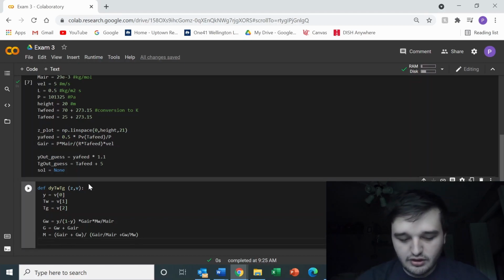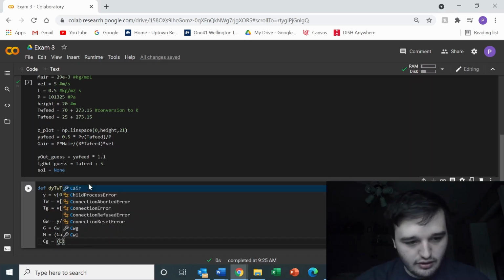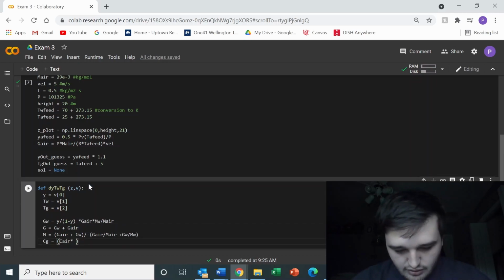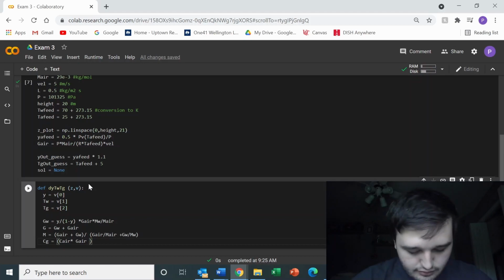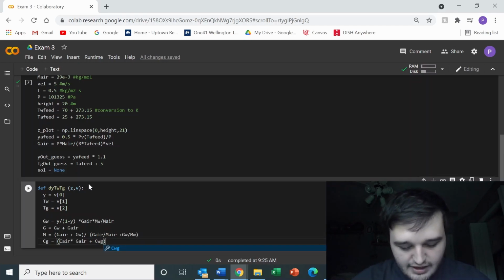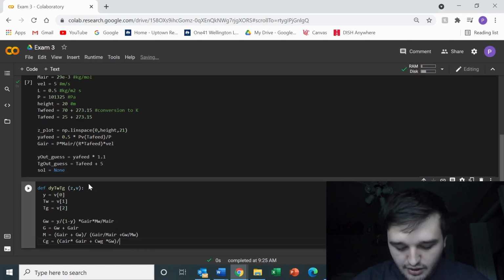Okay, and then we're also going to need the heat capacity of the gas. So we'll say Cg, the heat capacity of the gas, and then we need the heat capacity of the air times the gas flow rate of the air, plus the heat capacity of the water as a gas times the gas flow rate of the water. And that is all going to be divided by the gas flow rate of the air.